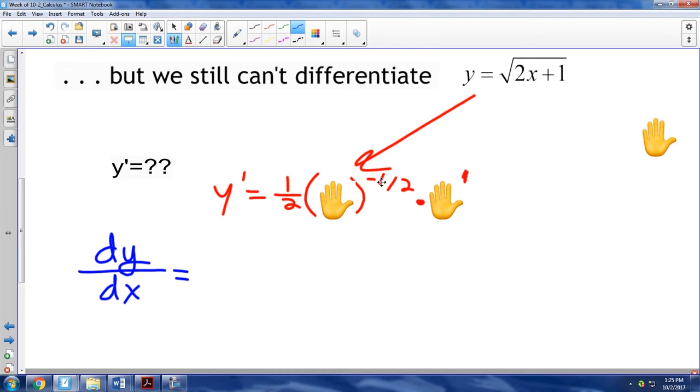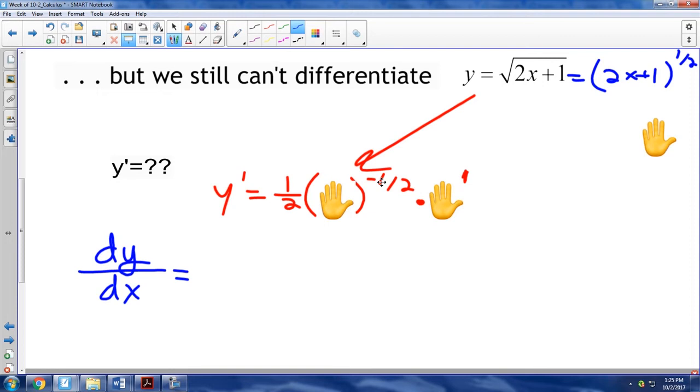Thoughts? Yes, Abby? So start us off. Let's get this form at least first, right? So we're going to take 1/2 down, right? Isn't this equal to 2x plus 1 to the 1/2? So how do I do the derivative of that? Just tell me how you think it would be.